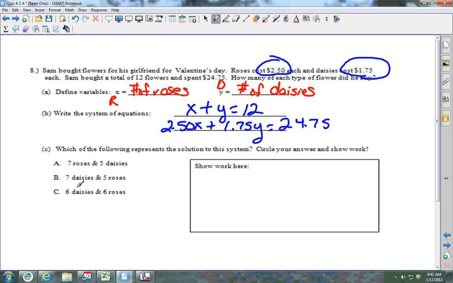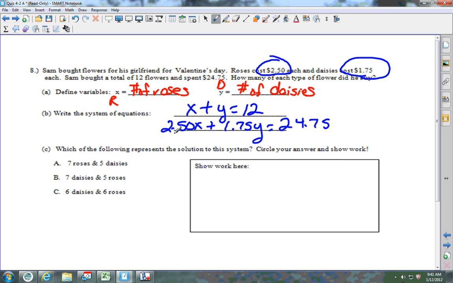What I would do, though, if this was my test and it was multiple choice, I would go through and substitute in and see which one works. Like, for example, the first thing, I'd look at the first equation. It says x plus y equals 12. Well, if I add 7 plus 5, that equals 12. And 6 and 6 is 12. Well, that stinks because that didn't help me. But this one would right here.